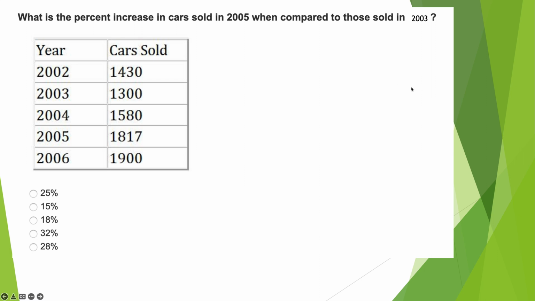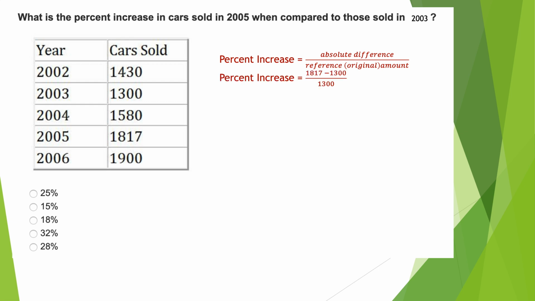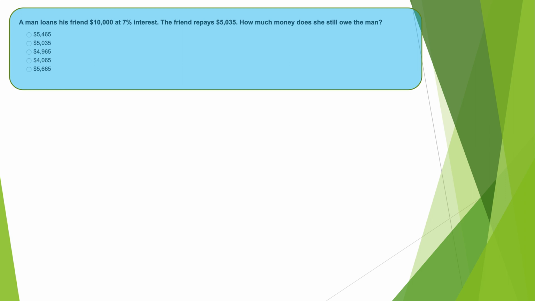Okay, so the percent increase is the absolute difference over the reference or the original amount. So if I'm going 2005 to 2003, I'm going 1817, which is 2005 number, minus 1300, which is the 2003 number, over the 1300, because you always want to do the reference, and it says compared to those sold in 2003. So that's why you're using the 1300. 517 over 1300 is 0.398, which is a 39.8% increase. Next up, go ahead.